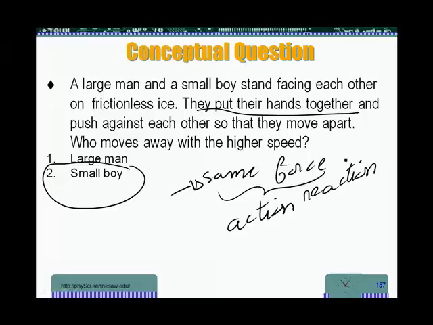The small boy is going to accelerate because of the force that the large man exerted on him, and the large man is going to accelerate because of the force that the small boy exerted on him. These two forces are action-reaction pairs. The man exerted a force on the boy, and as a reaction, the boy exerted a force on the man.